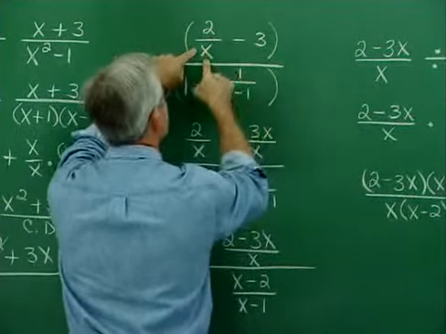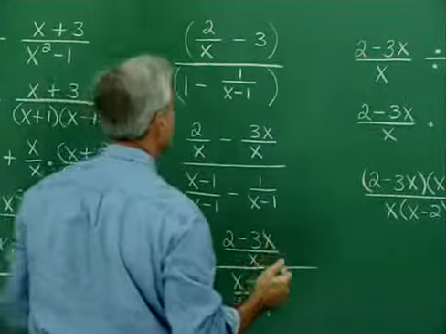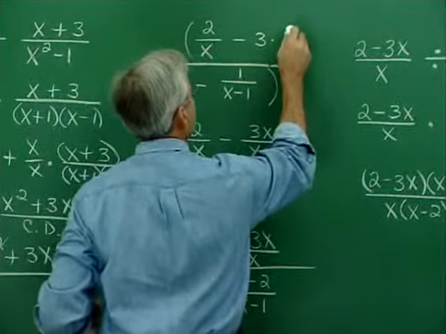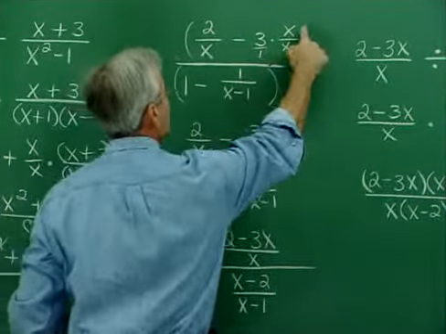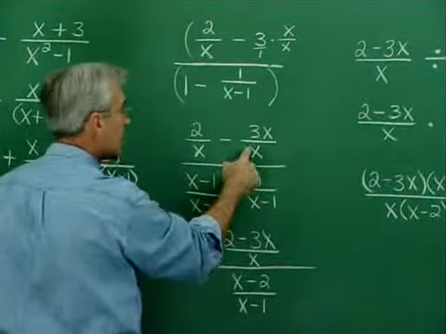The common denominator is x, so we'll multiply the 3 times x over x. Here's what I'm thinking. I'm going to take this parenthesis out, but I'm multiplying this by x over x. Now remember, this is 3 over 1. So it's 3x in the numerator and 1 times x in the denominator to get this.